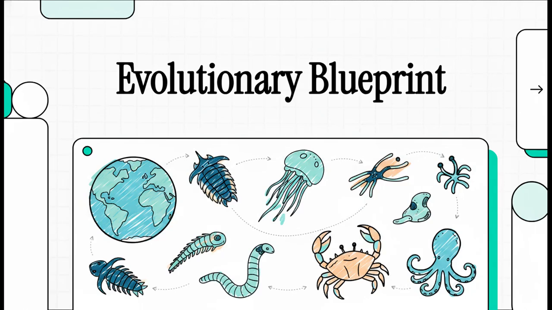All right, I want you to picture our planet, but wind the clock way back. Over 500 million years ago, the Earth's oceans are vast, they're mysterious, and they are poised right on the edge of arguably the greatest biological revolution in the history of our planet.